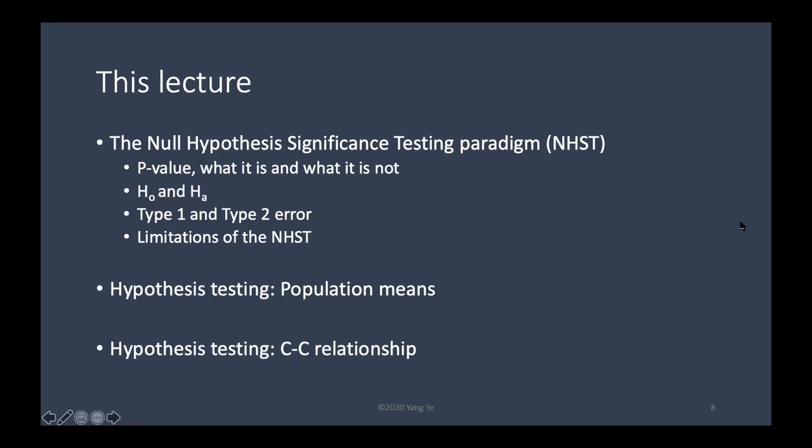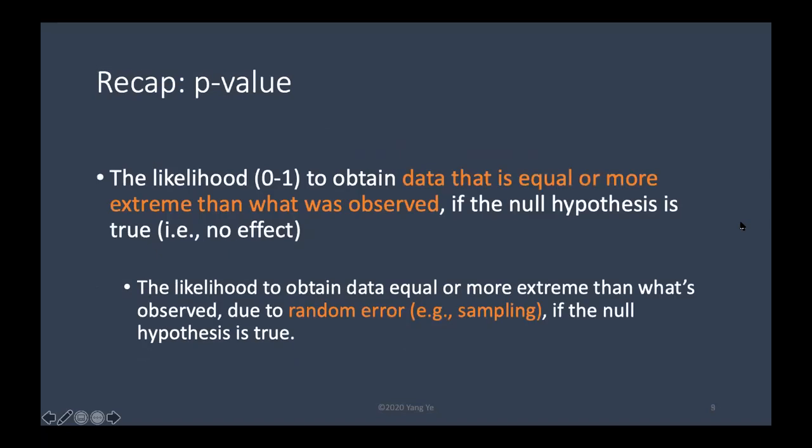And also, we're going to discuss the limitations of the null hypothesis significance testing paradigm, which from now on I should just call NHST because it's way too long of a name. And then if we have time, we will look at how we test hypotheses about the population mean using the z-test, and how we test the hypothesis about the CC relationship using the chi-square test.